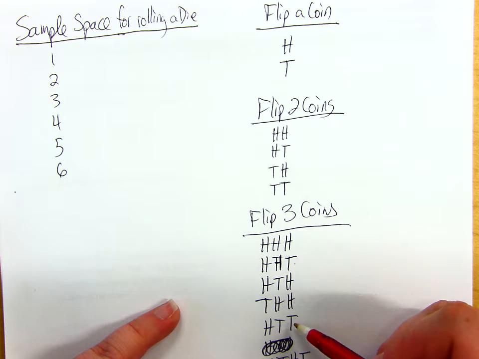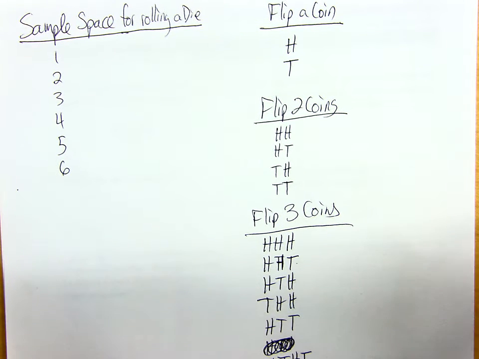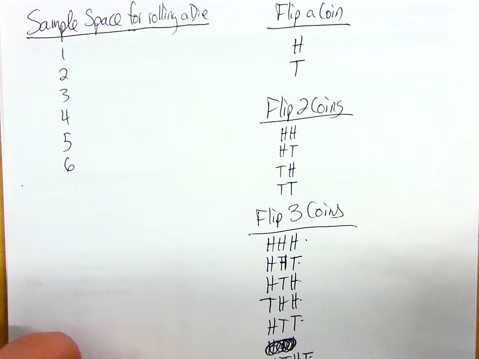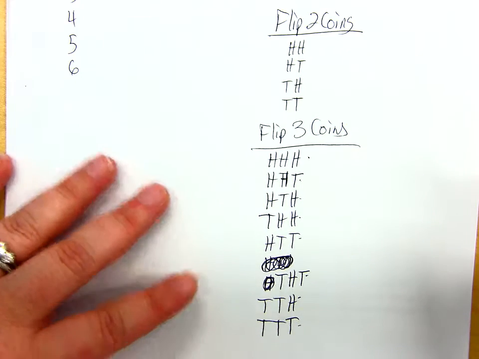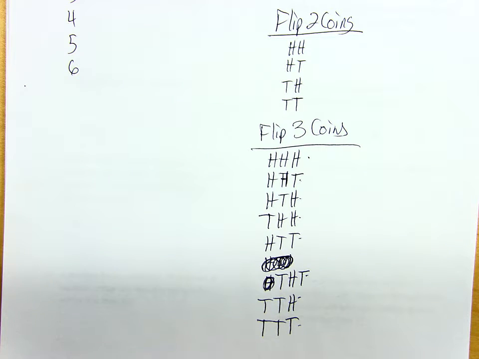Two heads, 2 tails. Okay, how many did you get for 3 coins? So first, 4. Did everybody get the same that I got? No.